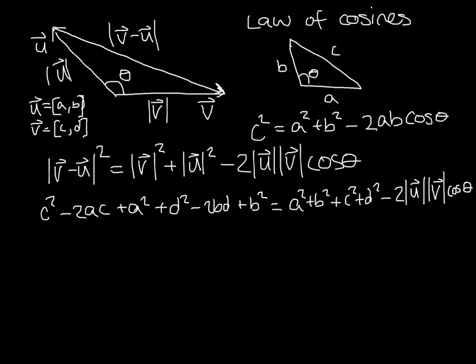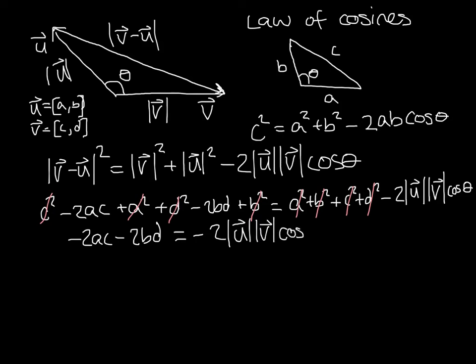So now we can do our fun canceling. c squared, a squared, d squared, d squared, b squared, b squared. And what we're going to get is minus 2ac minus 2bd equals minus 2 magnitude u, magnitude v, cosine theta. We can factor out a negative 2 and divide. Actually, let's just divide everything by negative 2 right off the bat. So then we get ac plus bd equals magnitude u, magnitude v, cosine theta.